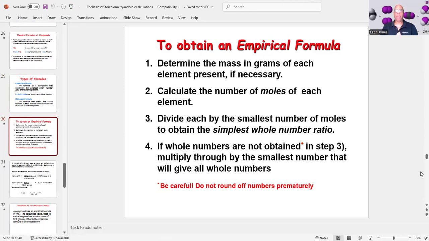So, to obtain an empirical formula, first, you must determine the mass in grams of each element present if necessary. Then you calculate the number of moles of each element. Then you divide by the smallest number of moles to obtain the simplest whole number ratio. If whole numbers are not obtained in step 3, multiply through by the smallest number. That will give you all of the whole numbers.